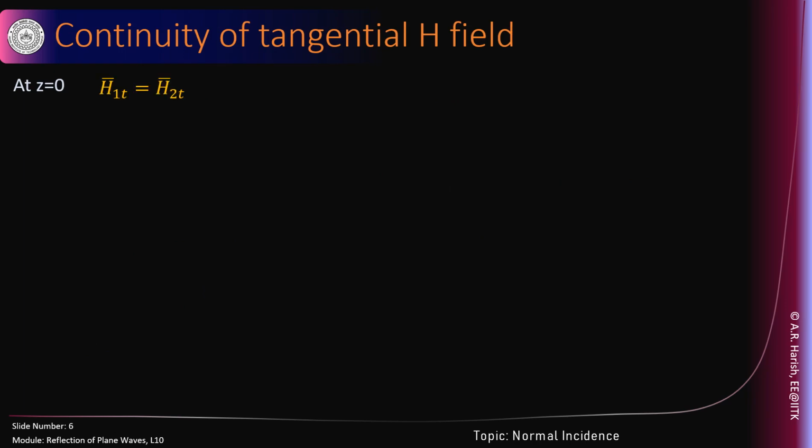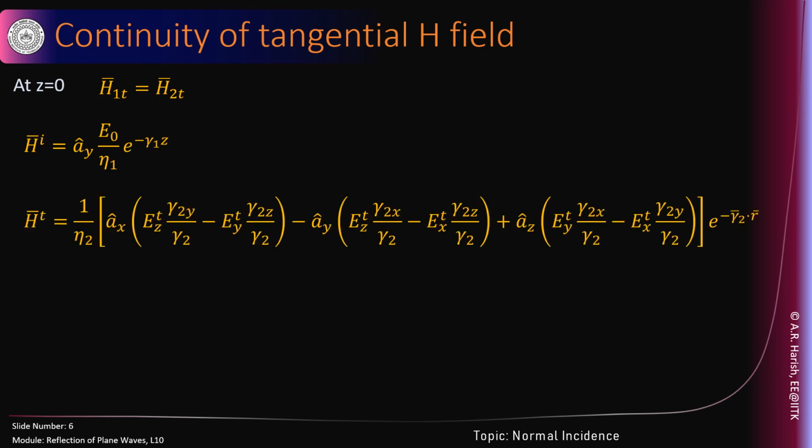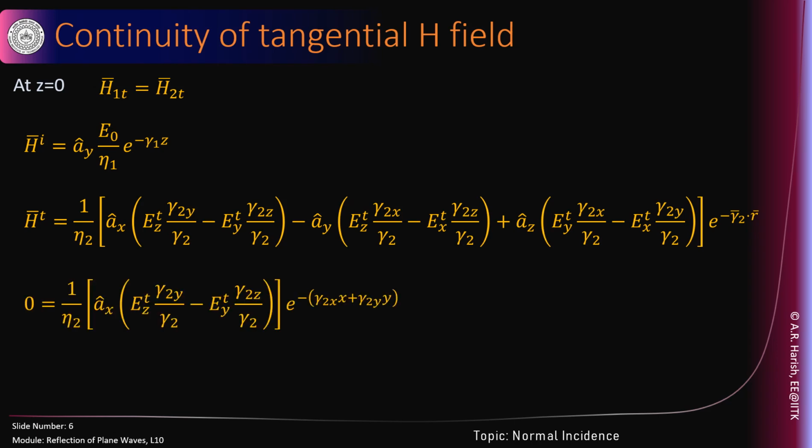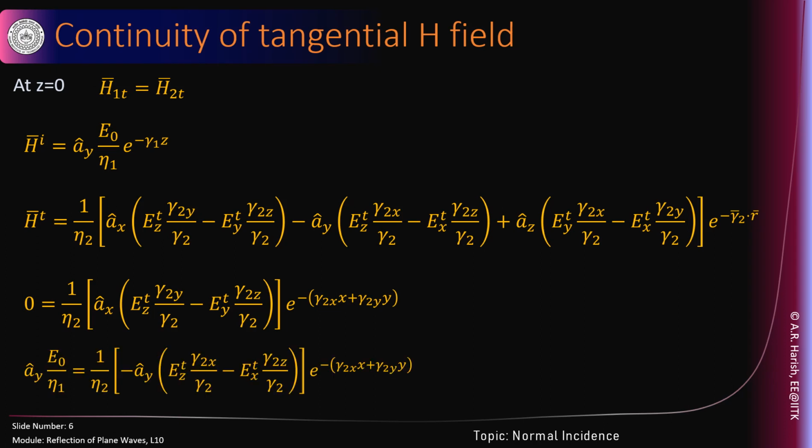At z equal to 0, the tangential H field is continuous. Let's go through the same exercise. Write down the magnetic field of the incident wave, which is a_y E naught by eta 1 e to the power of minus gamma 1 z, and the magnetic field of the transmitted wave, which is a little long one. I don't plan to even recite this. Okay. Now, what do we do? We enforce the continuity of the x component and y component at z equal to 0. Continuity of the x component gives me 0 equal to 1 upon eta 2 and that little long equation there. And continuity of the y component gives me the second equation.